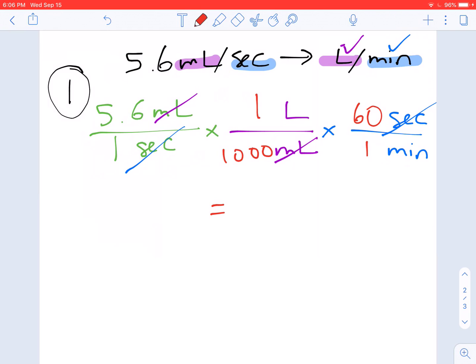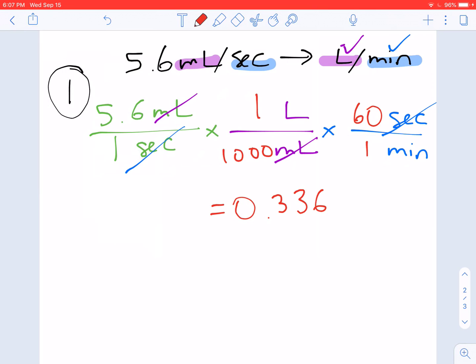So in terms of the math that I would put on my calculator, and again, remember if it's in the numerator I multiply and if it's in the bottom I divide. So I'm going to do 5.6 divided by 1,000 times 60. And my answer before sig figs is 0.336.